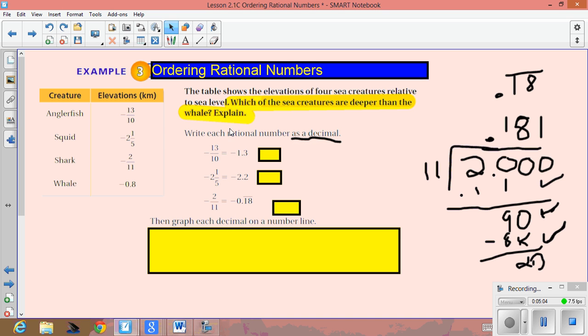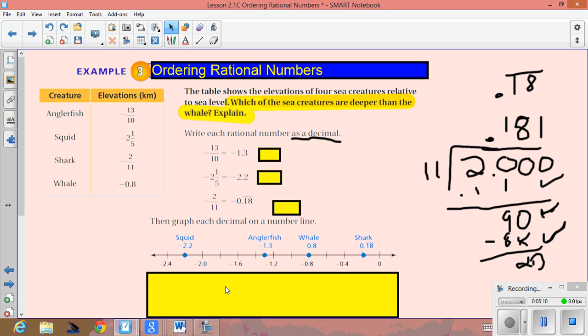So now we're going to take these numbers and graph them on the number line. Remember, all of these are negative numbers, so we want to take the number that's furthest from 0, which would be represented as this negative 2.2, and that would be the squid. Then we have negative 1.3 as we come up the number line, and that represents the anglerfish. And then we take a look at negative 0.8, which is the whale.